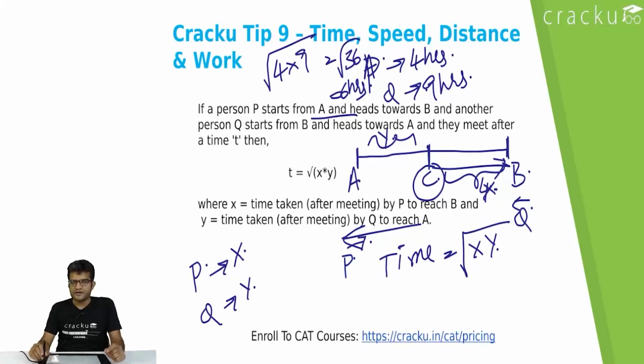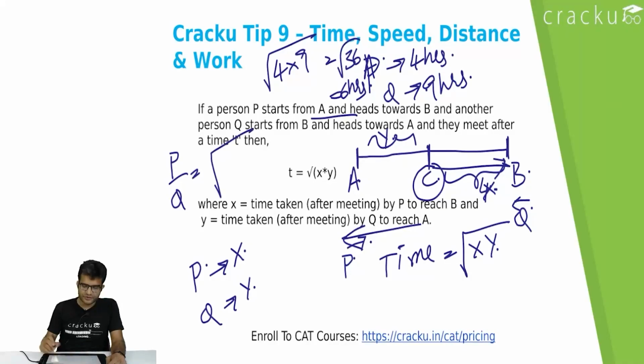You can also calculate the ratio of their speeds. The ratio of the speed of P and Q will be in the inverse ratio of the square root of the time that they have taken afterwards. That is, in this case, if P has taken 4 hours to reach B after they met, and if Q has taken 9 hours, then the ratio of the speed of P to Q will be square root of 9 divided by 4, which is equal to 3 by 2.